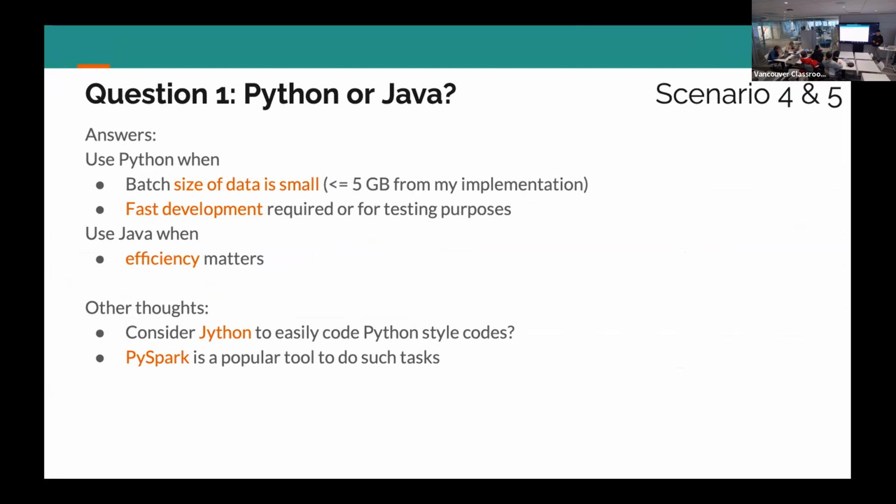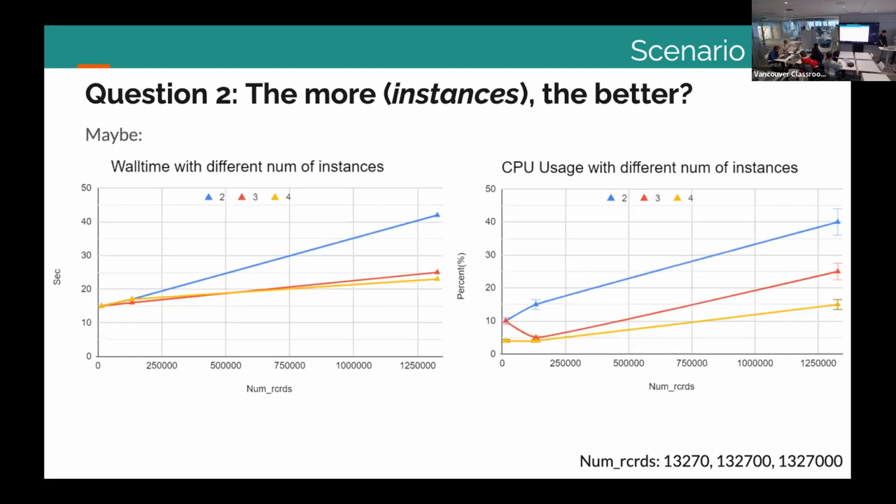And other thoughts: I saw from Hugo's Piazza test that he mentions JSON. And later on, I think maybe that is a way to implement it faster in data processing tasks. And PySpark, as I mentioned, may be a good choice because it's popular in doing such tasks. And the question two is whether more instances means better performance. Look at these two graphs.